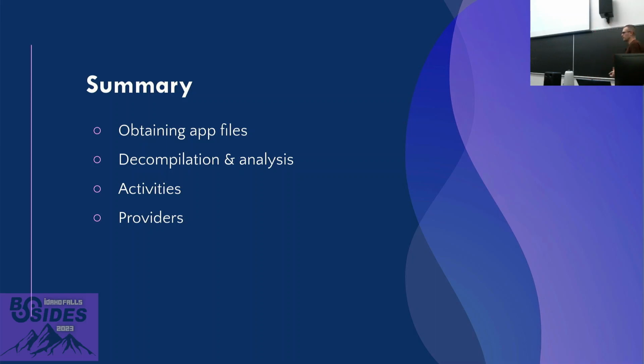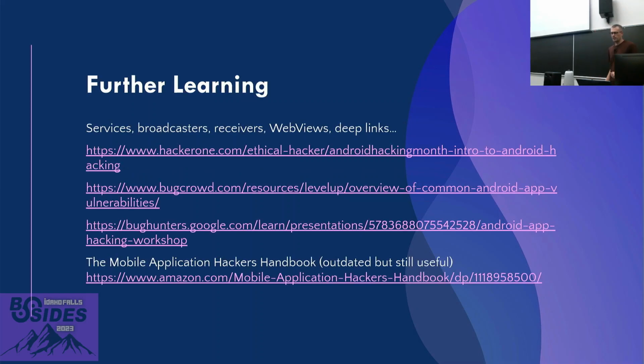We talked a little bit about the activities and providers, different components that an application can implement, and a couple of vulnerabilities within those. But we're just scratching the surface on what you can look for inside of an Android app. There's all kinds of other components that Android allows apps to implement, such as services, broadcast receivers, web views, deep links. If you want to learn more about what those are and even other things to look for, there's a few resources I have in the slides.